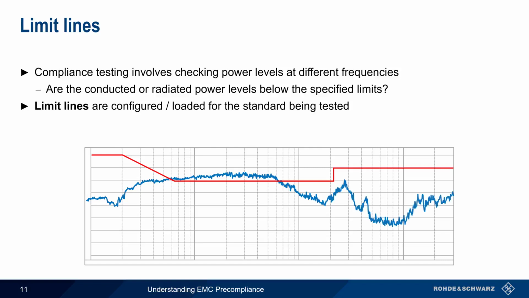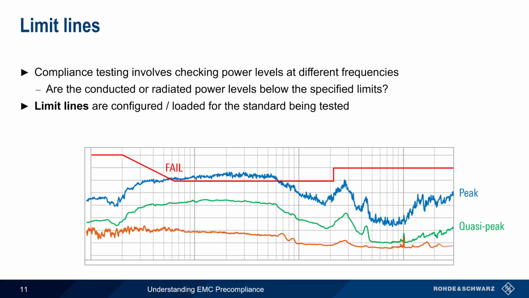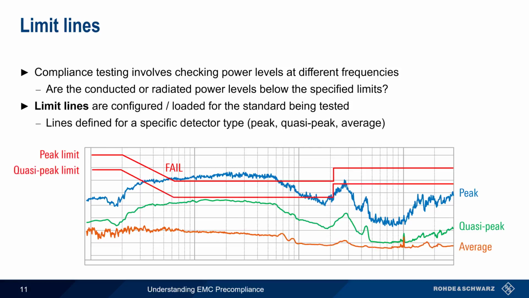A fail result occurs whenever the measured power crosses the limit line. As we'll discuss on the next slide, measurements of power versus frequency are often made with different detector types, such as peak, quasi-peak, and average. And in this case, limit lines are defined for the specific detector type used. In this example, the peak limit line was violated by the blue peak detector trace, but the quasi-peak limit line was not violated by the green quasi-peak detector trace.